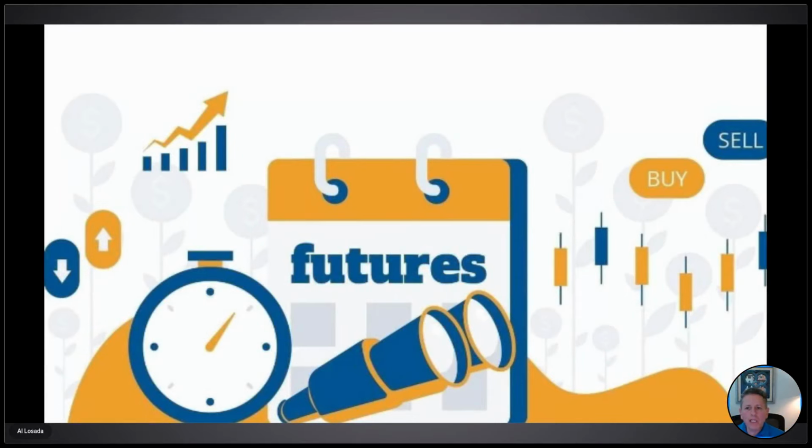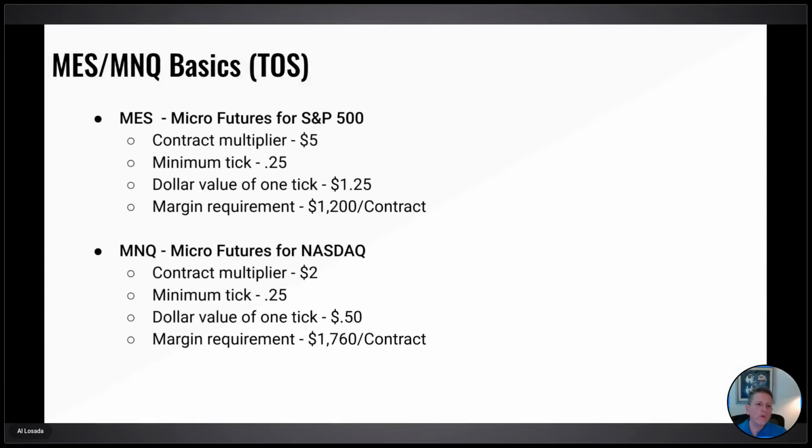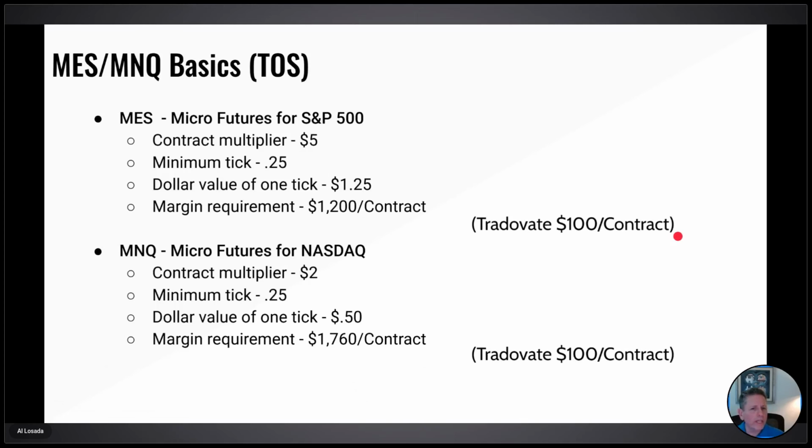So let's talk exactly about what futures are. I'm going to share with you MES and MEQ, because those are the two instruments that I use for trading. Typically, brokerages have margin requirements, in this case 1200 and 1760 per contract. However, if you trade with Tradovate, and I think Tradovate actually went down to 50, you can day trade micro futures, and it's either $50 or $100. I can't remember.